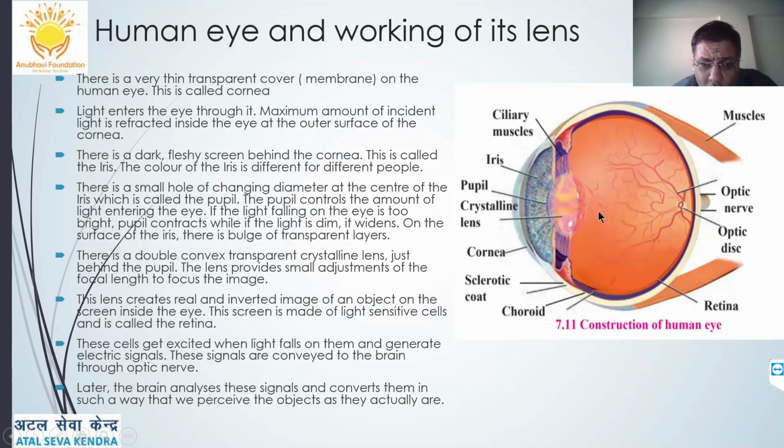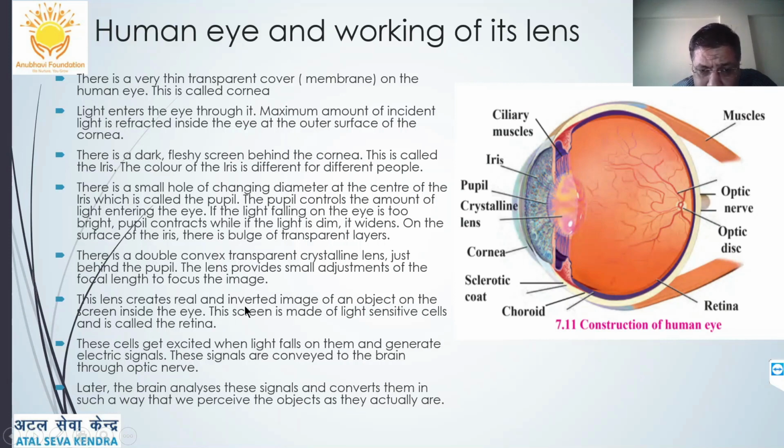There's a small hole or aperture of changing diameter at the center of it, which is called as pupil. The pupil controls the amount of light entering the eye. If the light falling on the eye is too bright, the pupil contracts, while if the light is dim, it widens so that maximum amount of light can be taken inside. On the surface of the iris, there is a bulge of transparent layers. Okay, there is a double convex transparent crystalline lens just behind the pupil. The lens provides small adjustments of the focal length to form a sharp image on the retina.